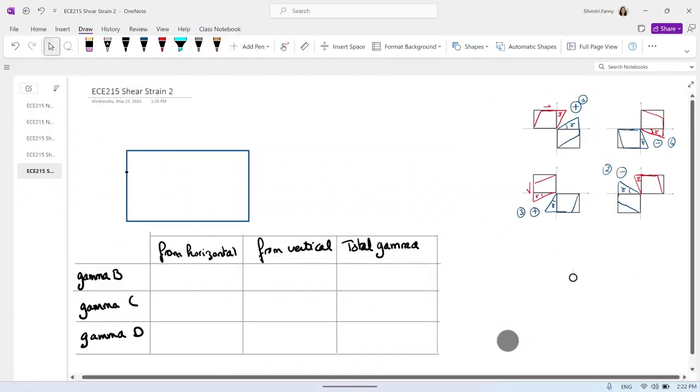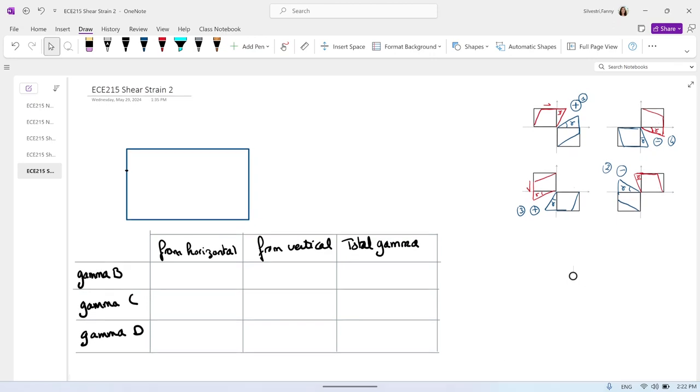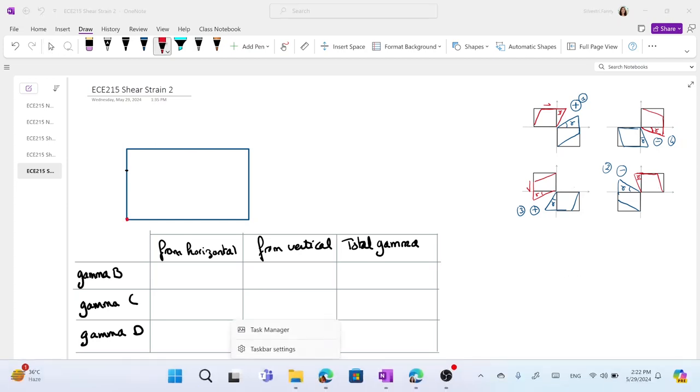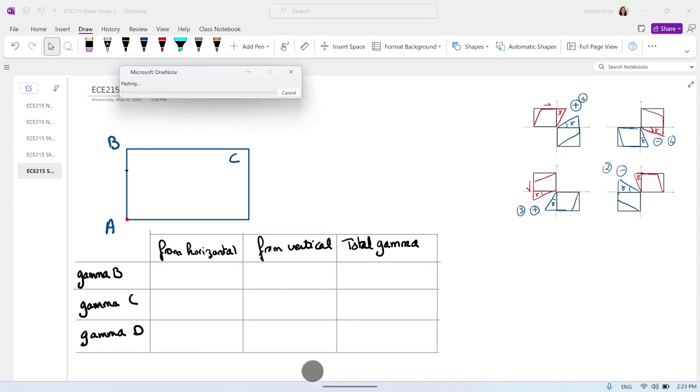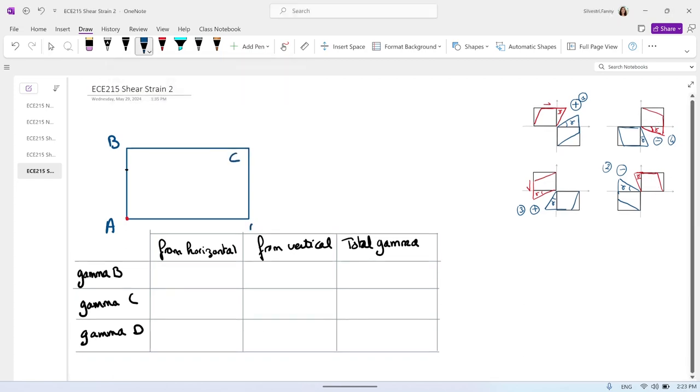Okay, so last example for the shear strain, we will have a body that is submitted to a force, and the three corners are moving on X and Y, not only X, not only Y, on both of them. So that was our initial position, and the final. So let me put the letters. That will be point A, point B, point C, and let's say point D.